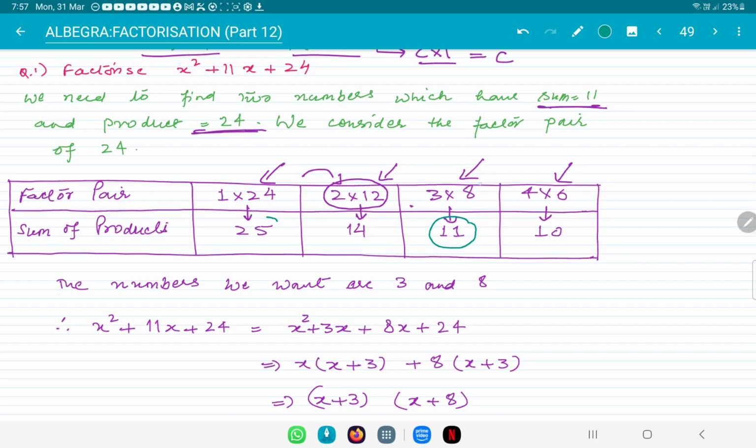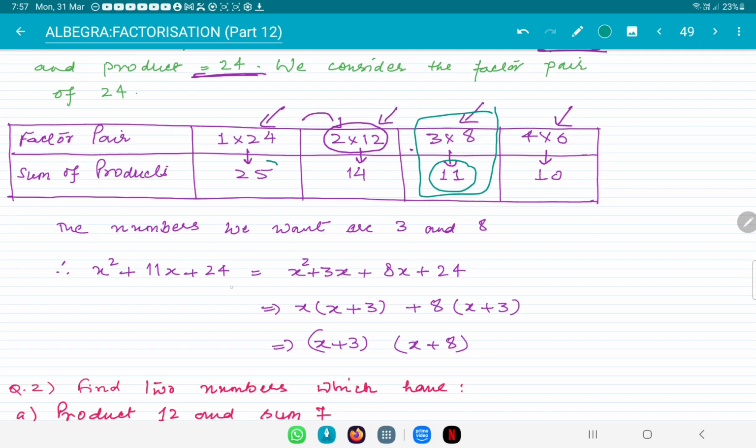So what we should take? We should take this one, 3 and 8, with sum 11. So x square plus 11x plus 24 can be changed into a sum of 3x plus 8x. 3x plus 8x is 11x and 3 into 8 is 24. So x square plus 11x plus 24 can be written as x square plus 3x plus 8x plus 24. See here, in x square plus 3x, x is common, so in bracket x plus 3 will come, and in 8x plus 24, 8 is common, so again x plus 3.